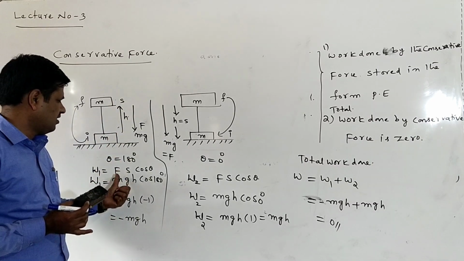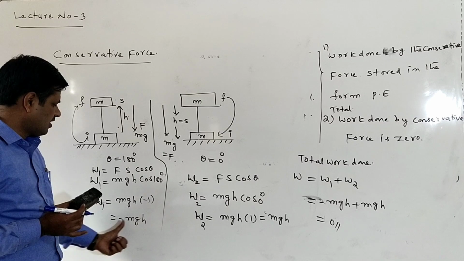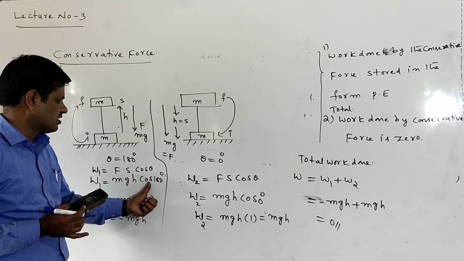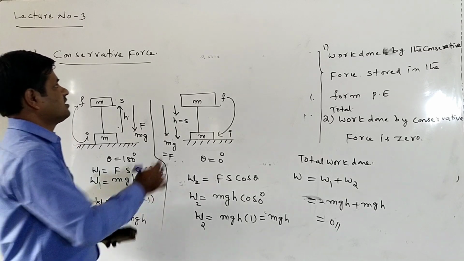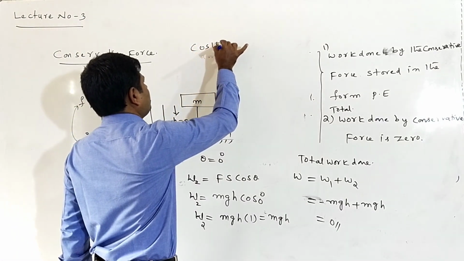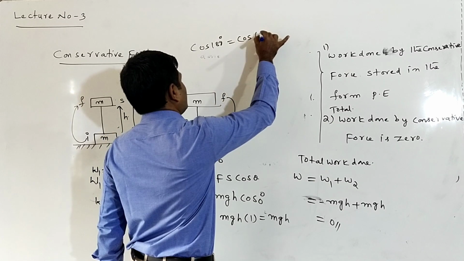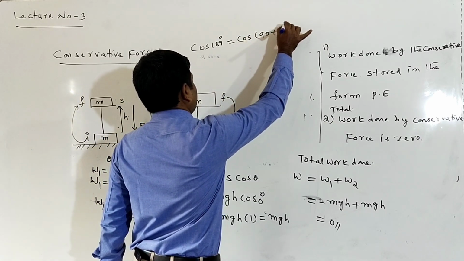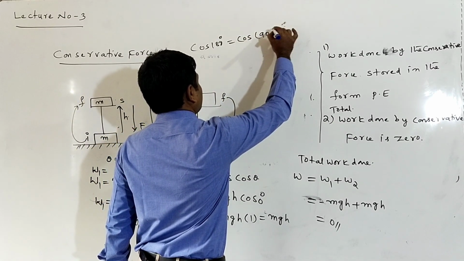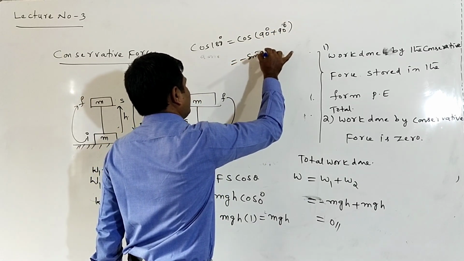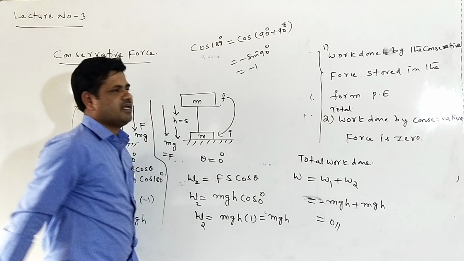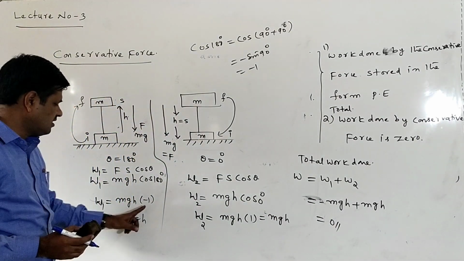Work done, we are finding using the formula W = Fs cos theta. Here the work done we are getting is minus mgs, because cos 180 value is minus 1. How is the cos 180 value minus 1? Cos 180 is equal to cos of (90 plus 90), which is equal to minus sin 90. Minus sin 90 value is equal to minus 1. That's the reason this is minus 1.